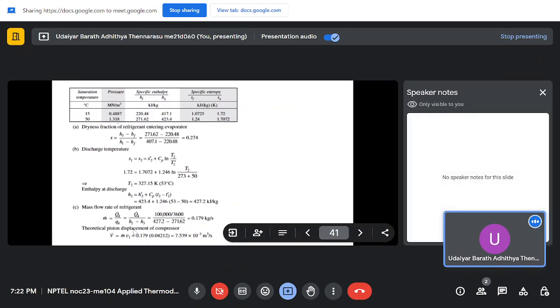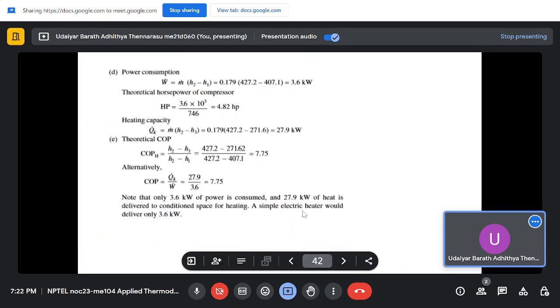So now the theoretical piston displacement is nothing but mass flow rate into specific volume. The specific volume is given, so m dot into specific volume will come out to be 7.539 into 10 power minus 3. Now power consumption similarly is m dot into H2 minus H1. H2 we have found out, the compressor exit, and H1 is known, saturated vapor at 15. So 0.179 into the change in enthalpy will come out to be 3.6 kilowatt. So 3.6 divided by 0.746 will come out to be 4.82 horsepower.